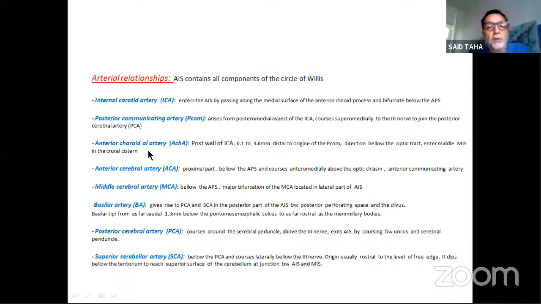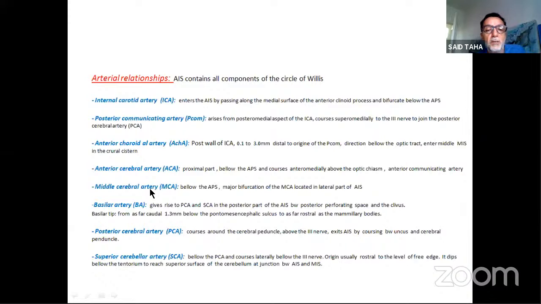The anterior choroidal artery comes from the posterior part of the internal carotid artery, 0.1 to 3 millimeters distal to the origin of the PCOM, and is directed below the optic tract to enter the middle incisural space in the crural cistern. For the anterior cerebral artery, we have the proximal part of this artery below the anterior perforated substance, and it courses anteromedially above the optic chiasm to the anterior communicating artery.